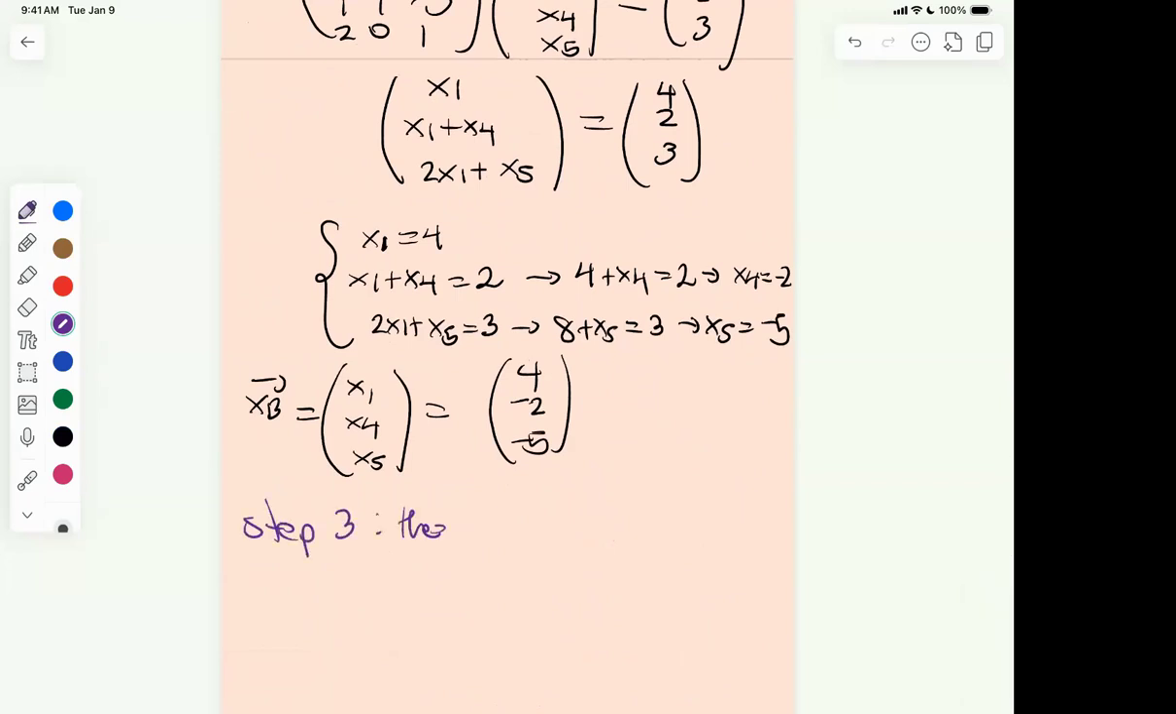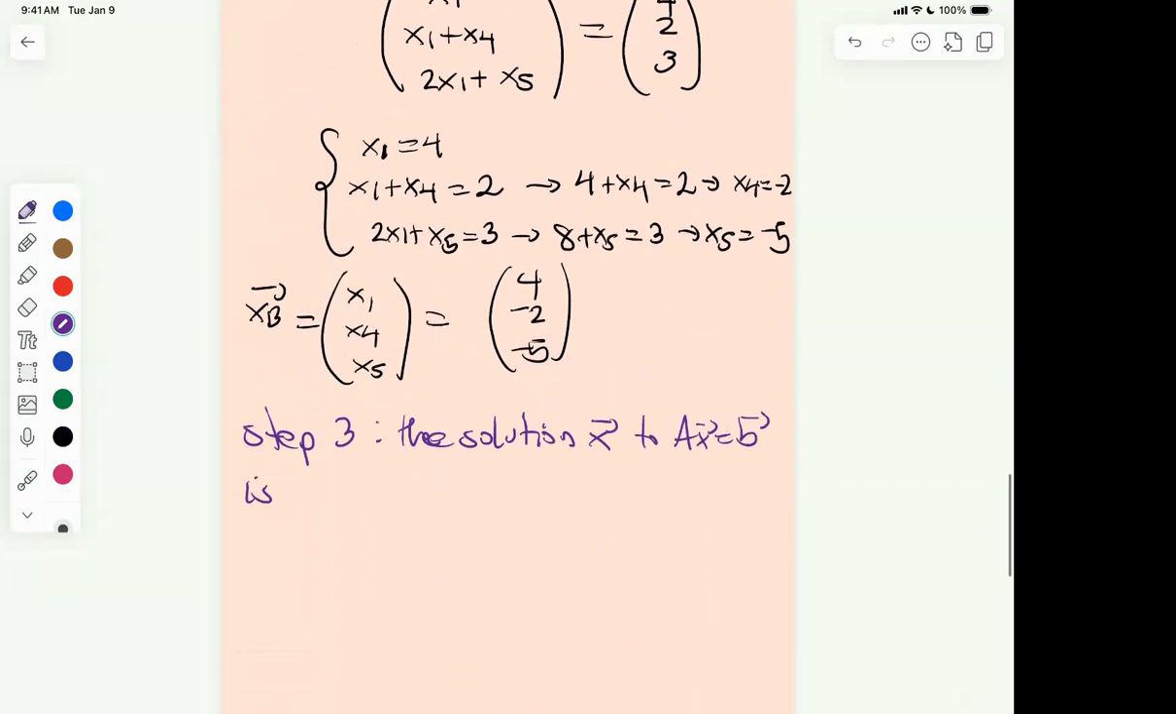So the solution x to Ax equals b is... Professor, couldn't that be negative? Well, it won't be feasible, but it is a solution. It's just that it wouldn't satisfy the constraint.